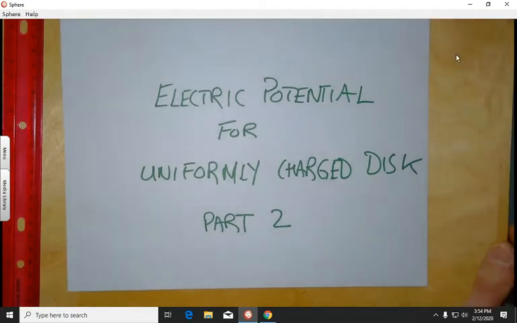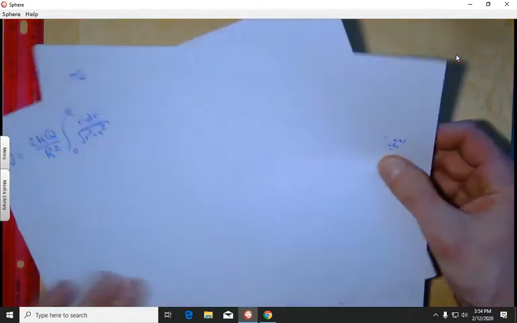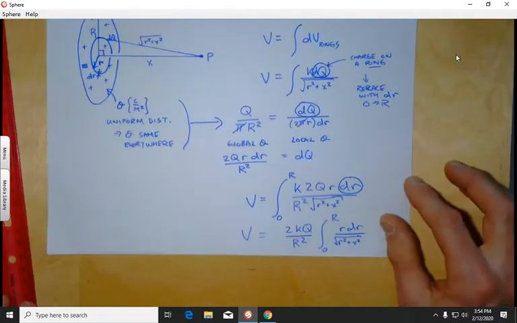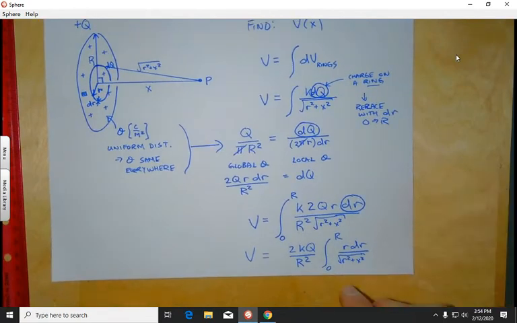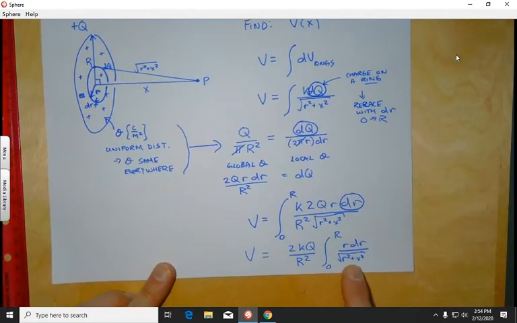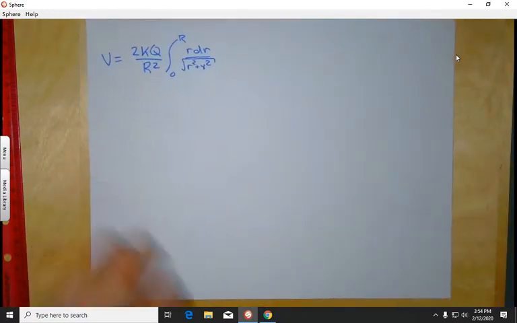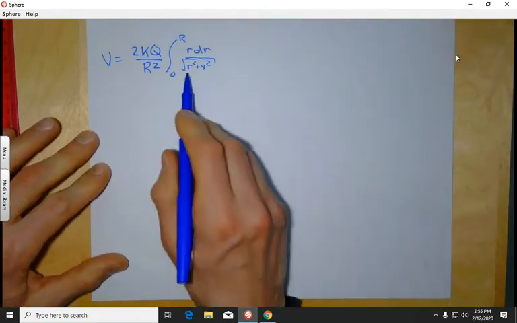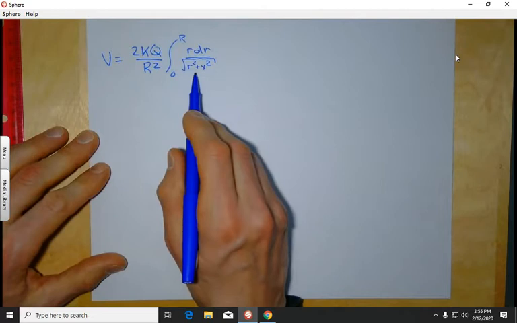Alright, we're going to keep the fun going here, and we're going to finish up the electric potential problem for the uniformly charged disk. So this is part 2. Part 1, hopefully you've digested that already. We ended up with this expression at the bottom. I'm going to copy that down again, and now we've got to just solve it. Okay. So that's the integral that we're going to have to deal with.